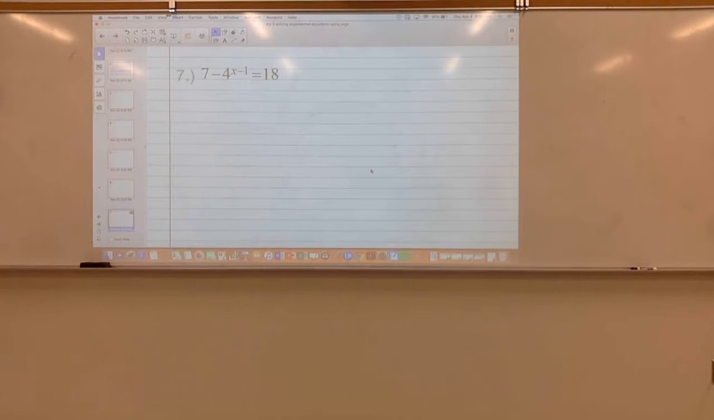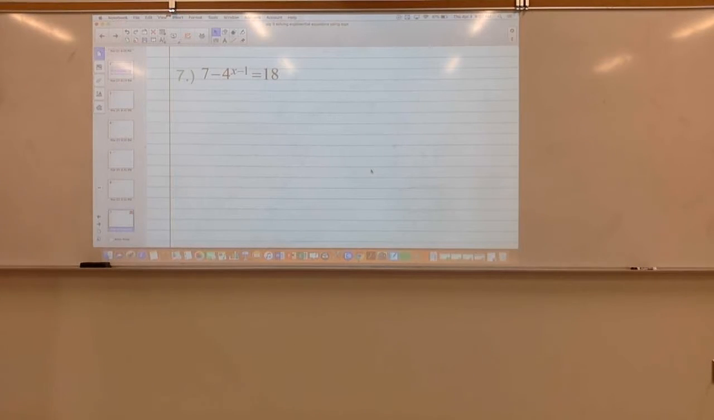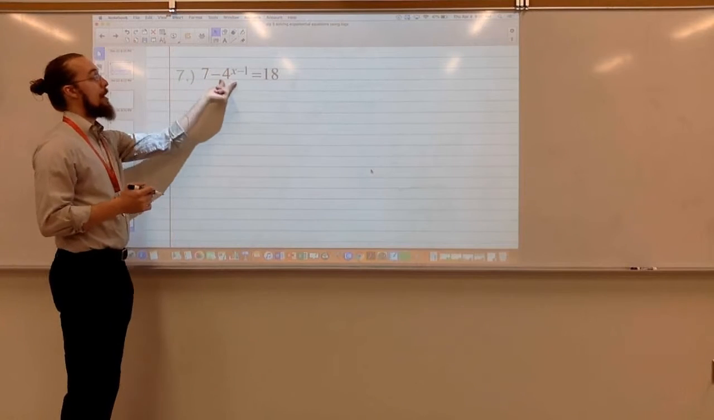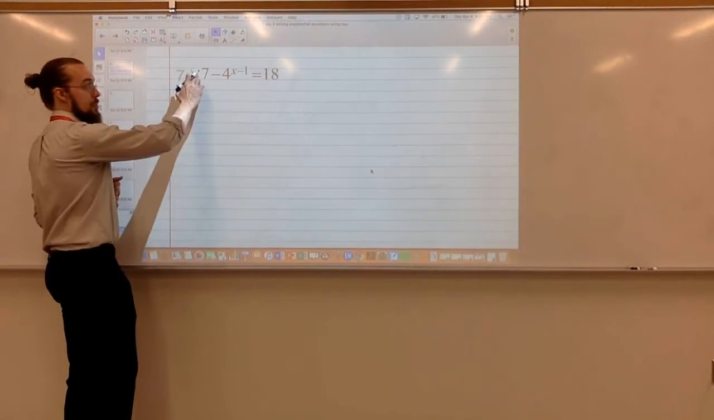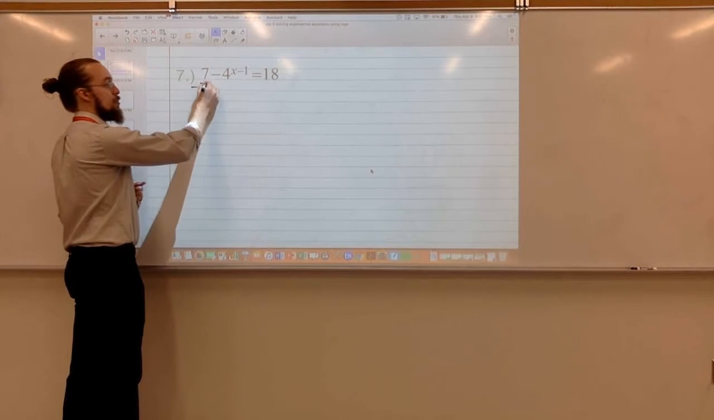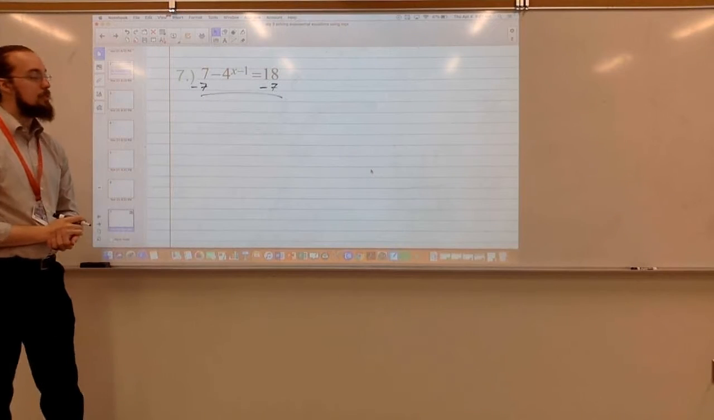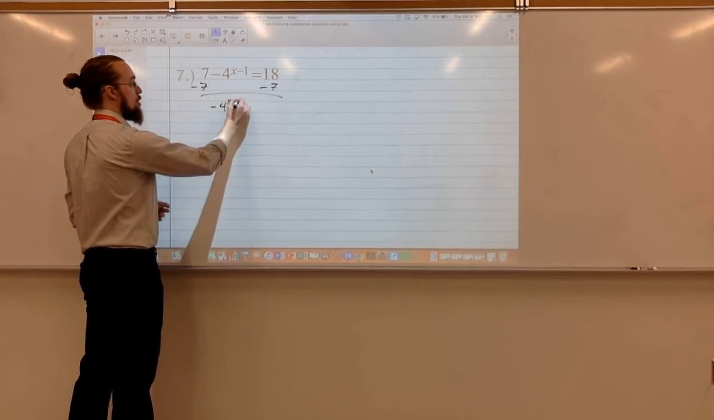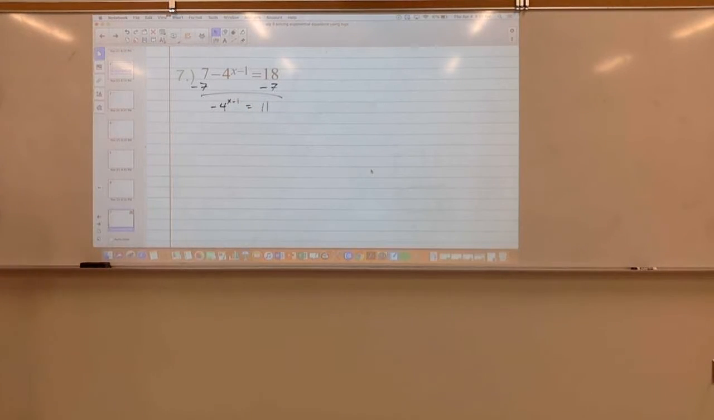On this one, there are actually two things I need to do before I can use lazy 7. Okay, so first, I've got 7 minus 4 to the x minus 1. I need to get rid of this 7. So since it's positive, I would want to subtract 7 from both sides. Okay, then I get negative 4 to the x minus 1 equals 11.